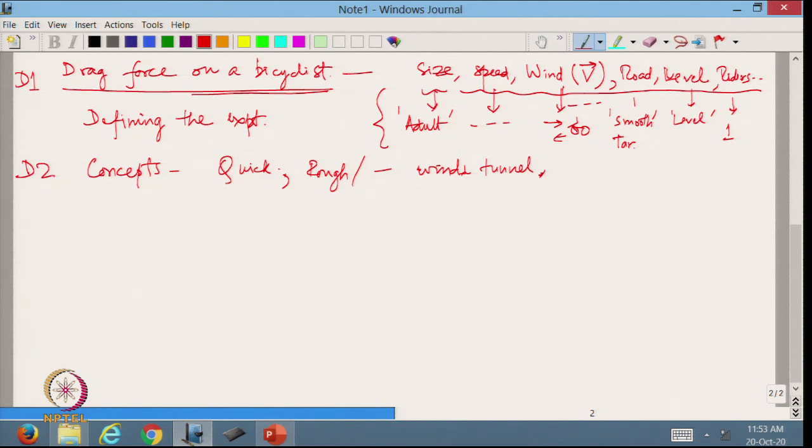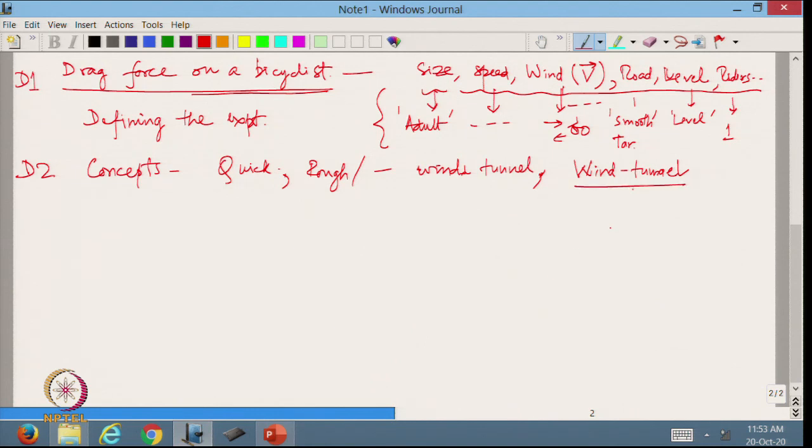Or we have an option, we say, look, I do not want to do anything like this, I want really top quality work, and say I will go to a proper wind tunnel in which I will put the cyclist and make the measurement. And then you will realize the size of the cyclist is such that the wind tunnel may not be able to accommodate it.